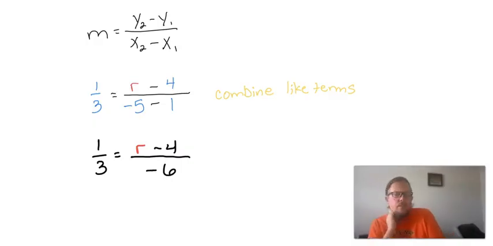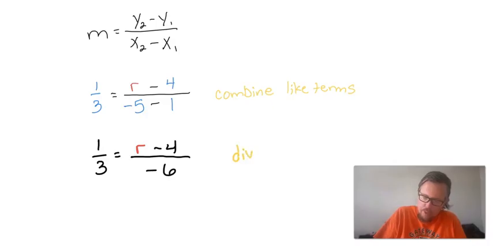Okay, so now what? Well, our goal is to isolate the r. So there are two things we need to get rid of. The -6 has to go, and the -4 has to go. It's, I don't want to say impossible, but extremely difficult for me to get rid of the -4 while the -6 is there. So let's take care of the -6 next by using the division property of equality.